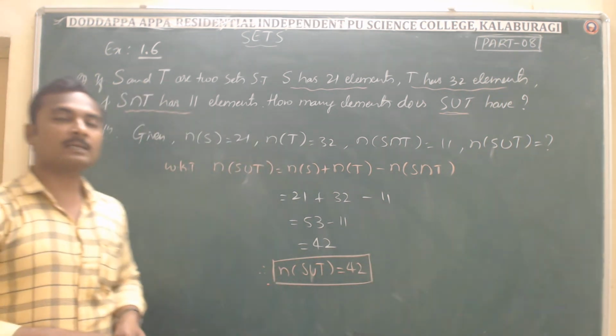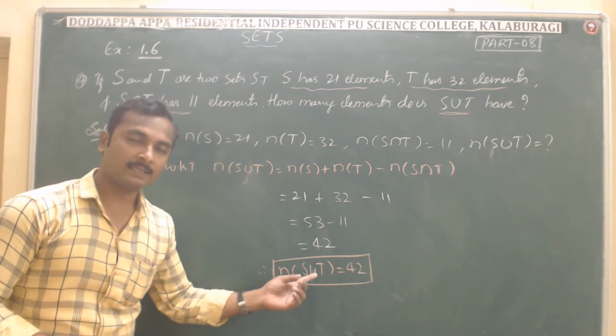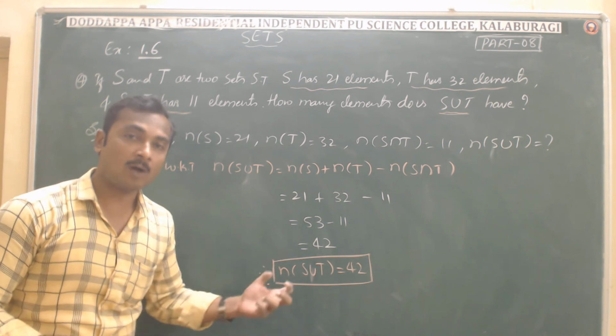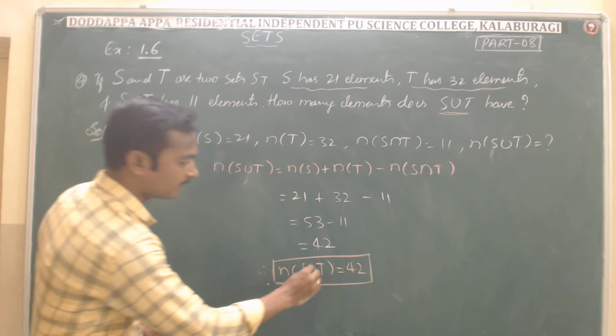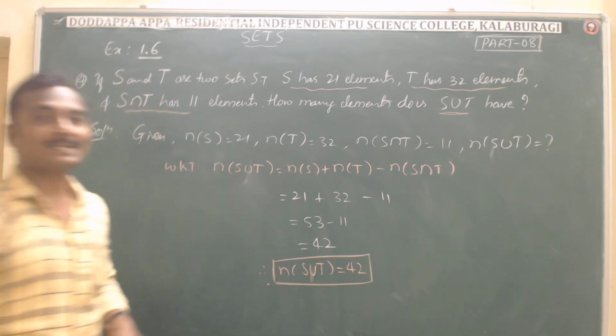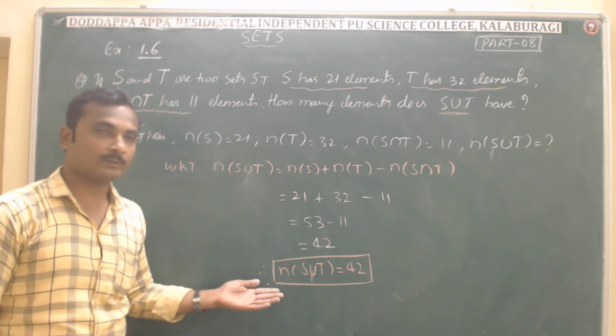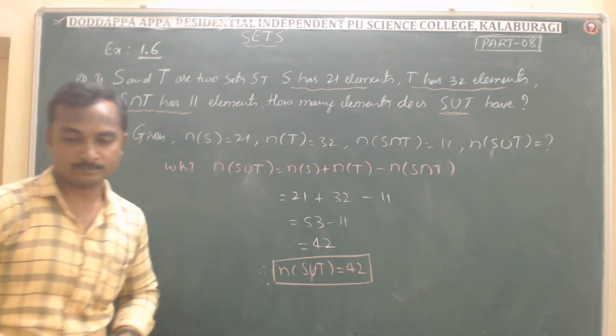42 is the total number of elements in S and T together. Therefore, n of S union T is 42. Note down the solution.